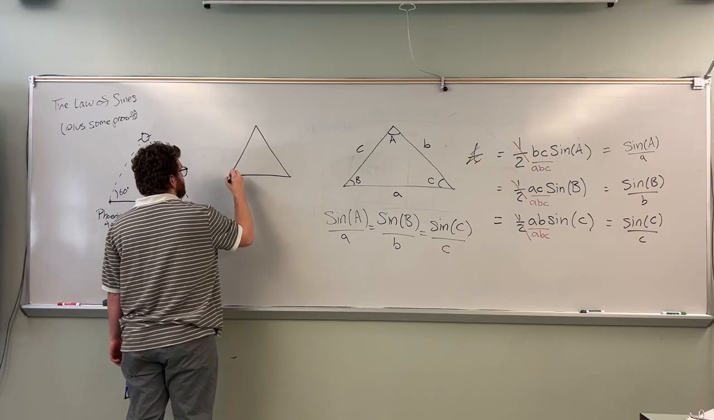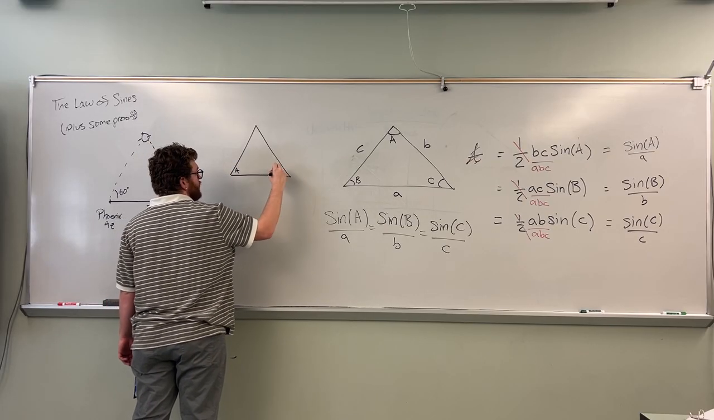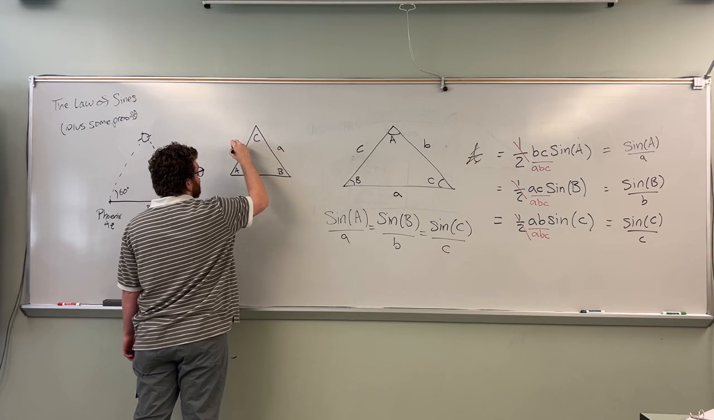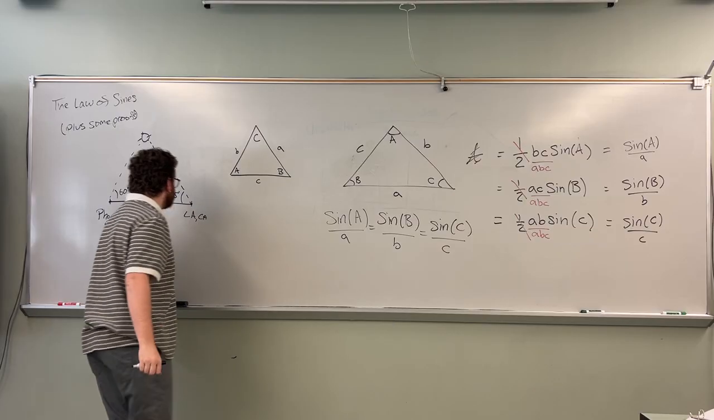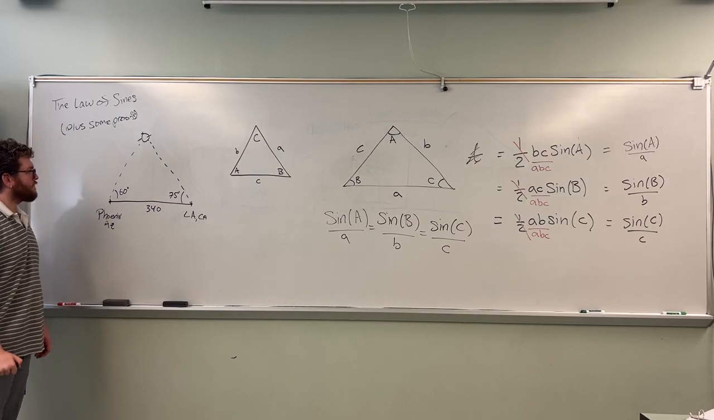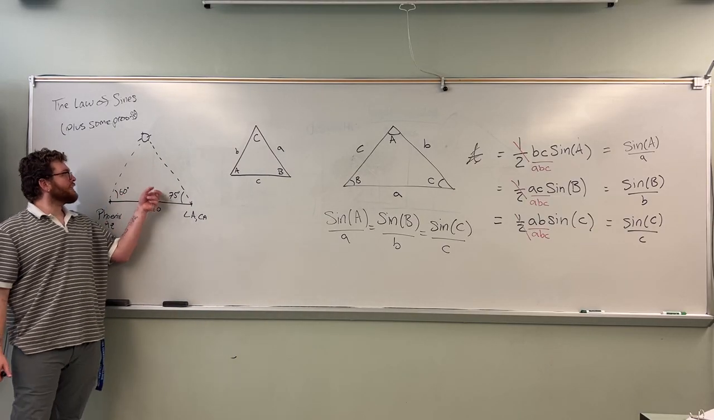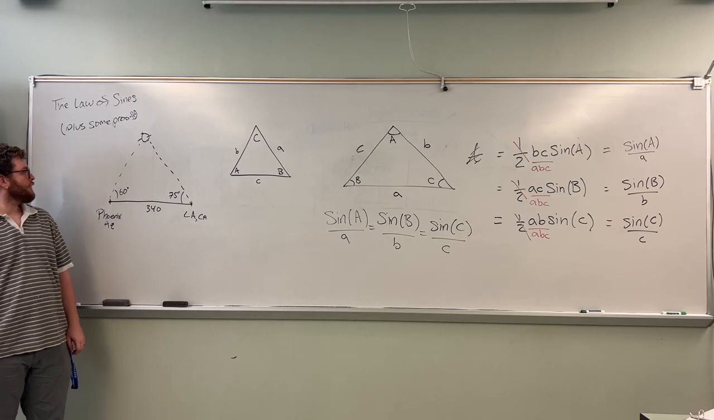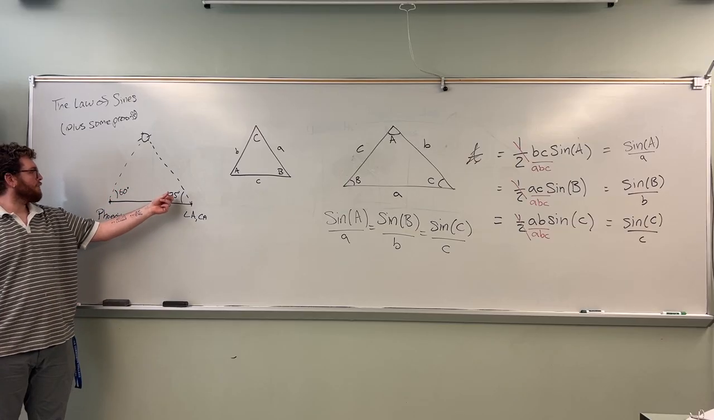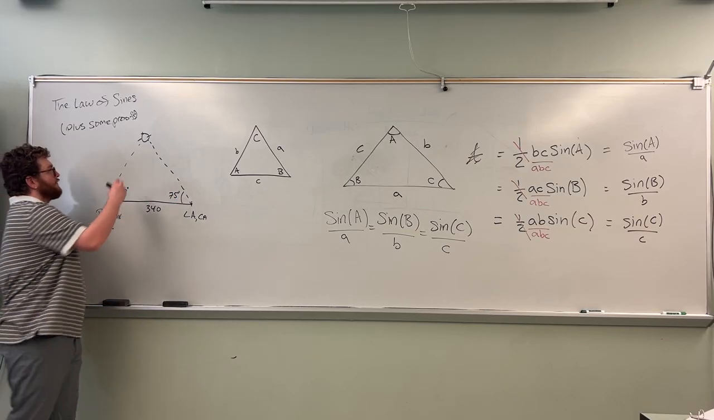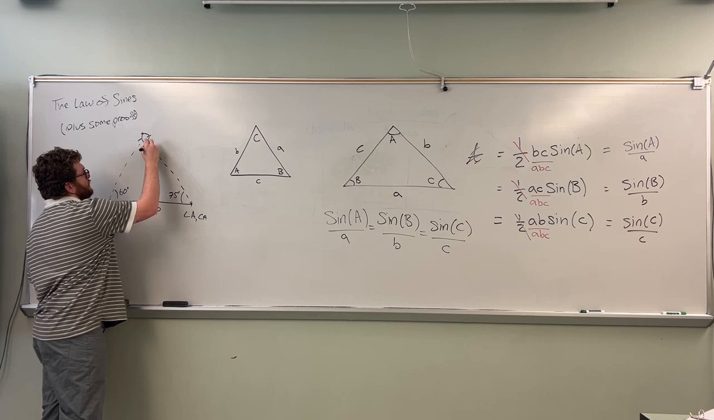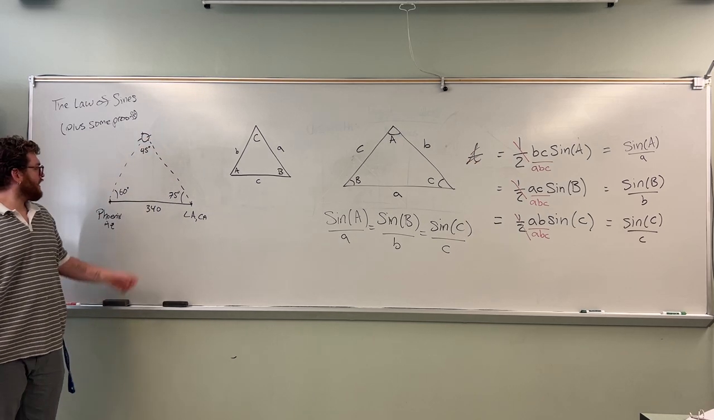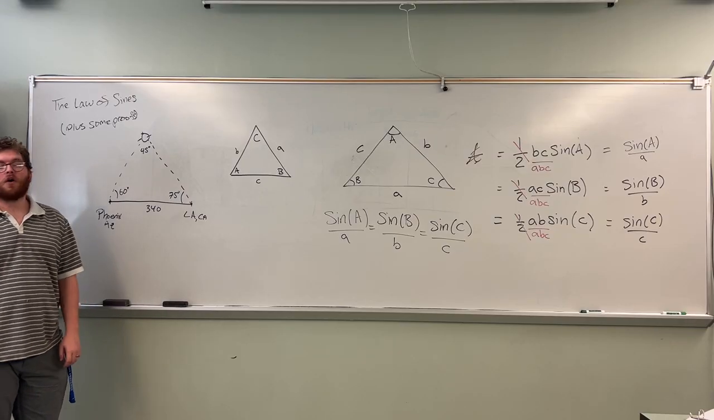So I'm going to label this capital A, capital B, capital C, and this is lowercase a, lowercase b, and lowercase c. How many degrees should a triangle add up to? 180. So if we do 180 minus 60 minus 75, that's 45 degrees here. So I know all of my internal angles, and I know at least one side, so I can figure out all of the rest of the information.